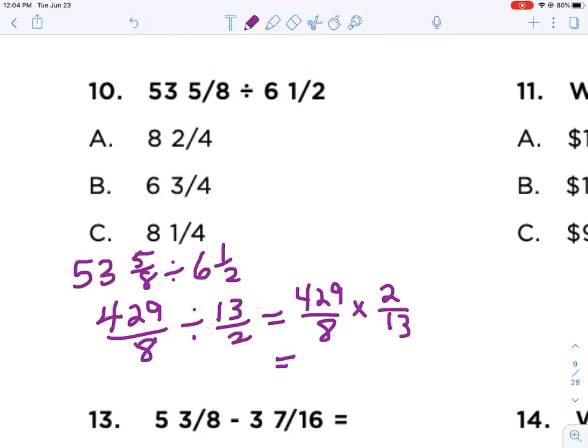So, some people will just multiply tops with tops and bottoms with bottoms. The 2 and the 8 can reduce, actually. So 2 goes into 8 4 times. So if you're doing this without a calculator, I would suggest canceling those things out before you do anything else.